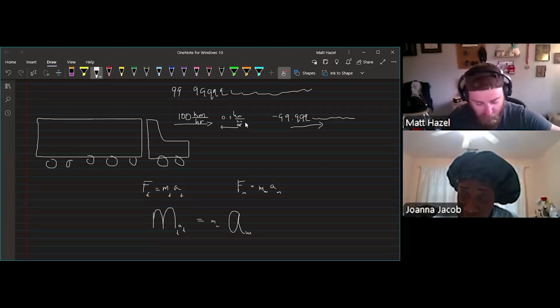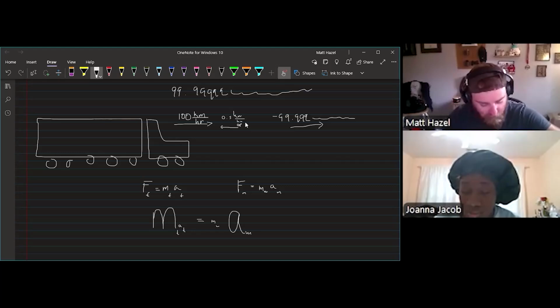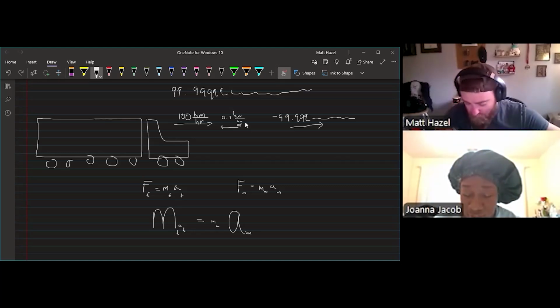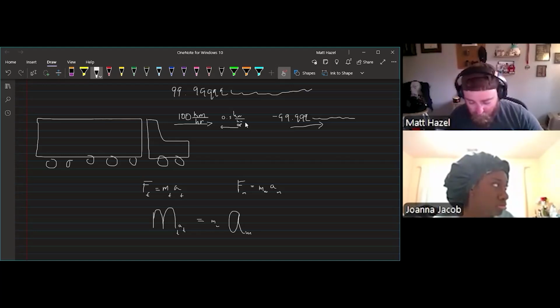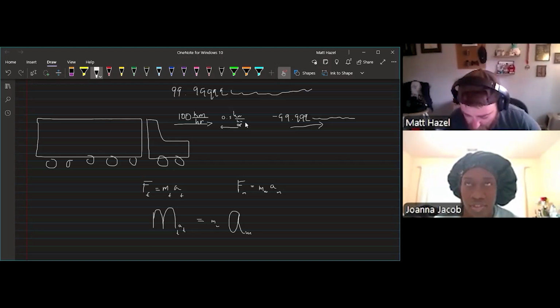Yes. And then scalar is just about the distance that's being gone, and magnitude is not ever negative. Correct.